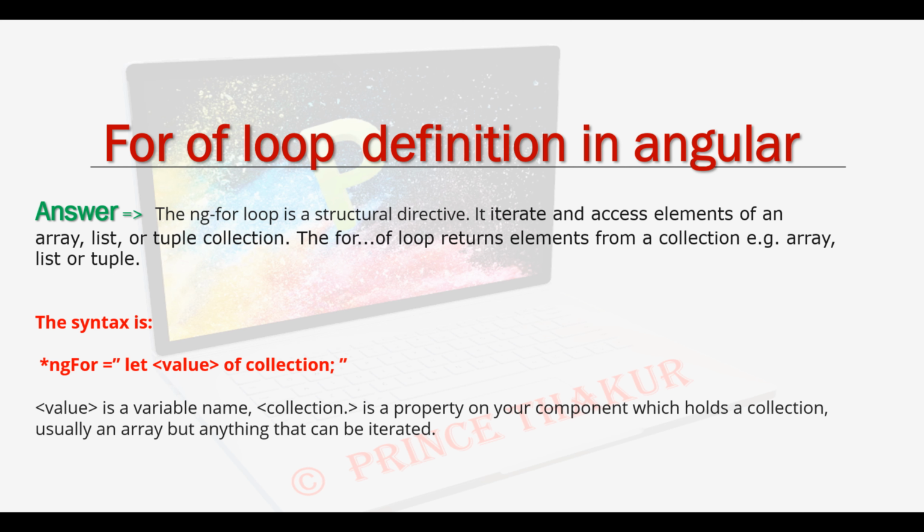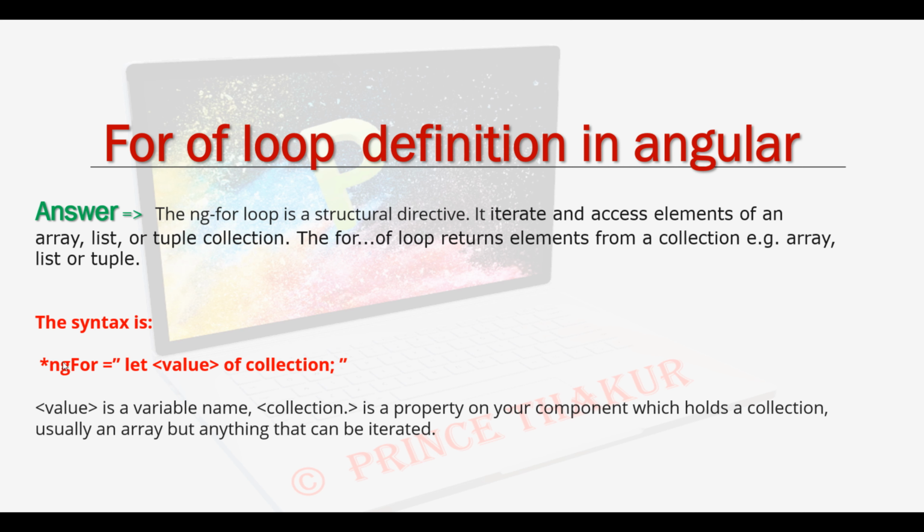The ngFor loop is a structural directive. It iterates over the elements of an array, list or tuple collection. The for of loop returns elements from a collection, for example an array, list or tuple. The content is written in a red color.